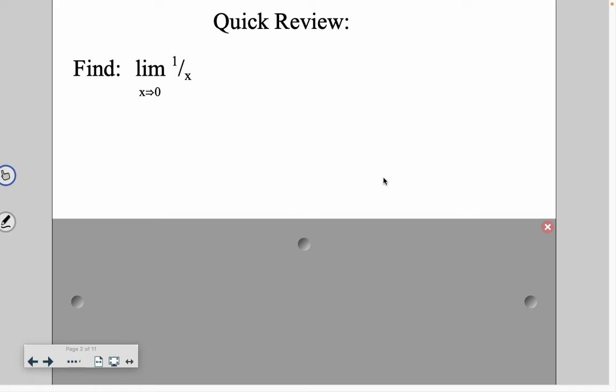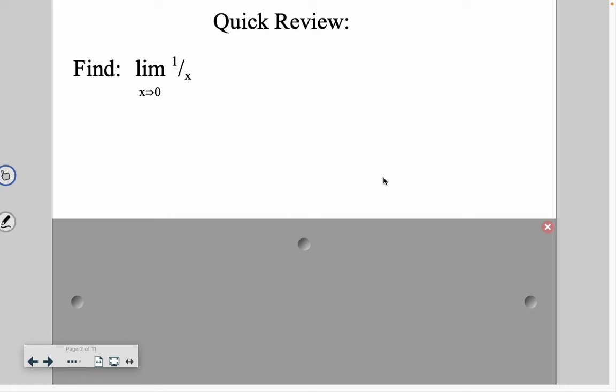Somebody asked me yesterday, what happens if you get a number over 0 rather than 0 over 0? What if it's 1 over 0? What if it's 12 over 0? What if it's something along those lines? And the answer is the same every time. If you get a number over 0, that means you have a vertical asymptote at that point.